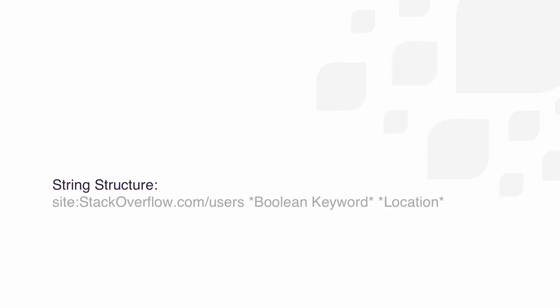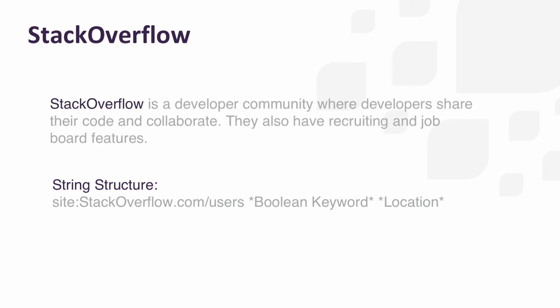First up, let's start with Stack Overflow. Stack Overflow is a developer community where developers share their code and collaborate. They also have recruiting and job board features. We want to find the user profiles of people who match our search. To do that, we include the term users in our search string. Second, in the Google or Bing search bar, type site:stackoverflow.com/users and then add your Boolean keywords and a location if you'd like to specify a location.